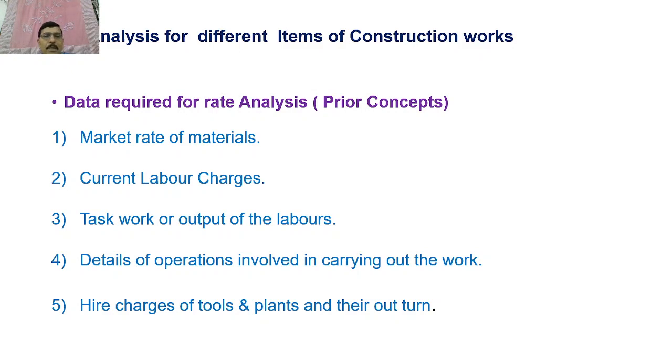Similarly, we need details of operations involved in carrying out the work. For different items of work, the operations involved are different, and therefore the time required to complete that item will vary, and the work output for different items will again be different. Therefore, for different items of work, a different number of skilled, unskilled or semi-skilled laborers is required to perform the item efficiently. Similarly, hire charges of tools and plants and their outturn are also very important for calculation of rate analysis.